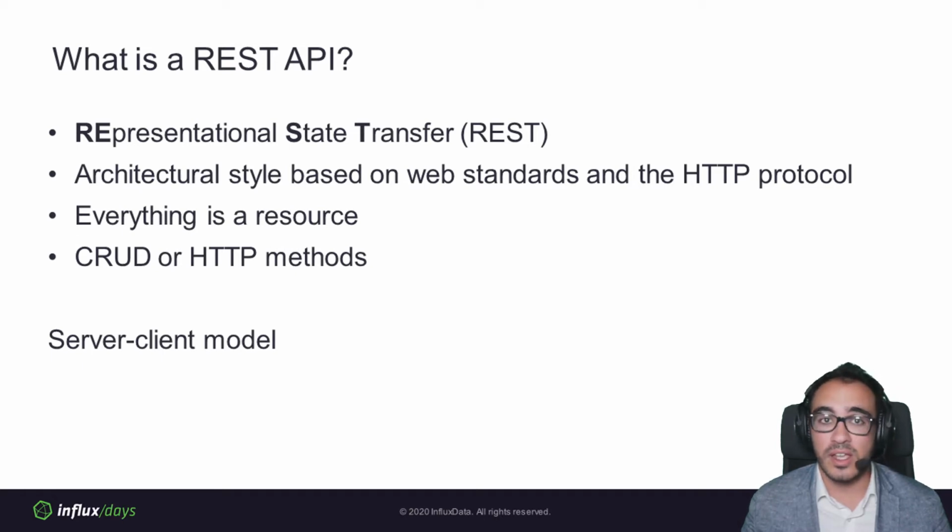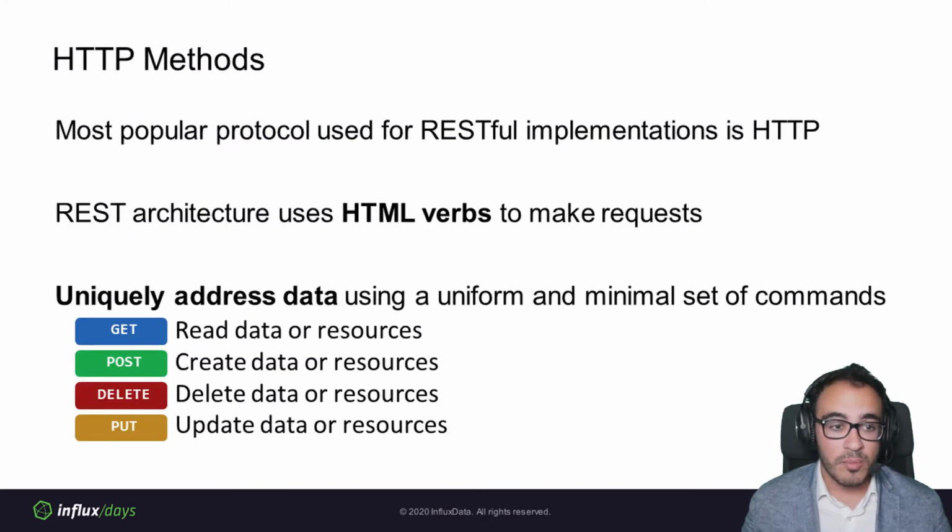You can just take it and include HTTP methods, and it is a server-client model as we discussed at the beginning of this presentation. So let's move on as well. HTTP methods. We said that a RESTful API is kind of based on these HTTP methods. The most popular protocol used by RESTful APIs is HTTP, as I did mention. So the REST architecture uses HTTP verbs to make requests. So you can just, for example, do some of these. It's not on all the APIs.